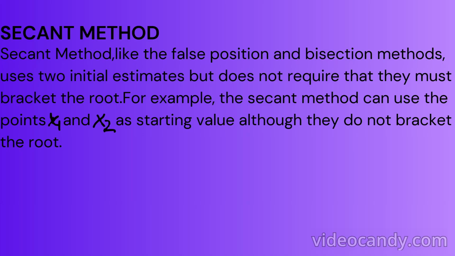Okay, the secant method is like the false position method, and such a method uses two initial estimates but does not require that they must bracket the root. For example, the secant method can use the points x1 and x2 as starting values, although they do not bracket the root.